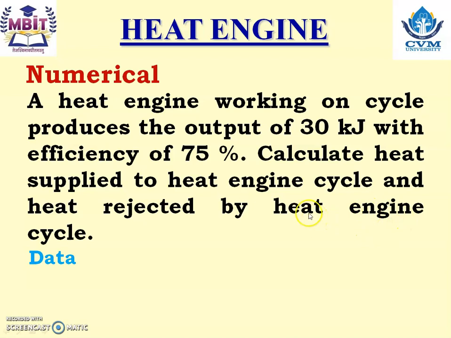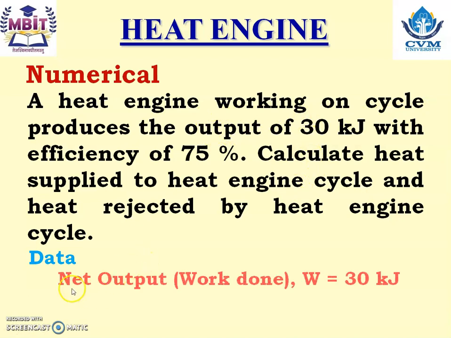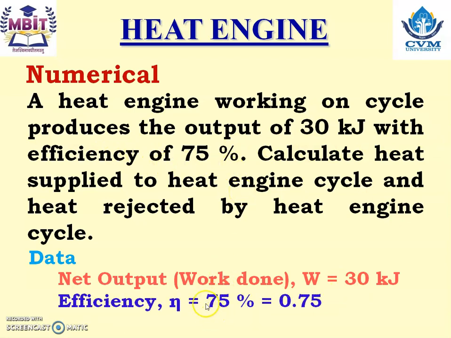So now let us see what data they have given. A heat engine working on cycle produces output. So it gives us output. It means net output, or that is the work done by the cycle, that is equal to 30 kilojoule. And efficiency of that cycle is 75%, that is efficiency is equal to 75% or it is equal to 0.75. Now we have to calculate the QS and QR, that is heat supplied and heat rejected.